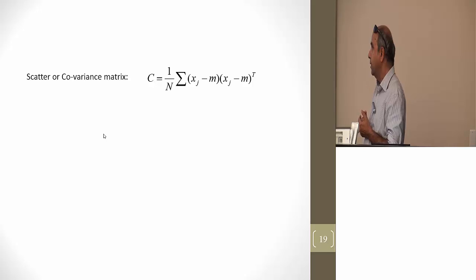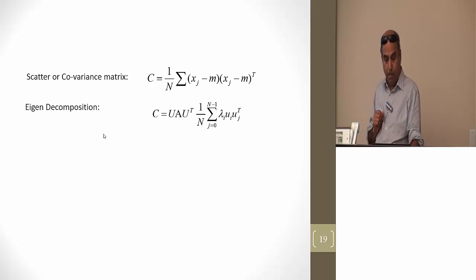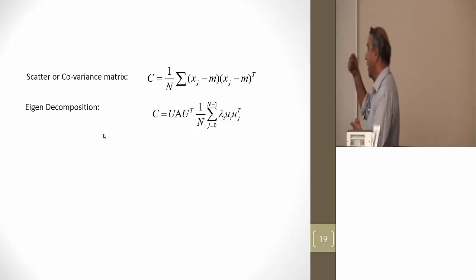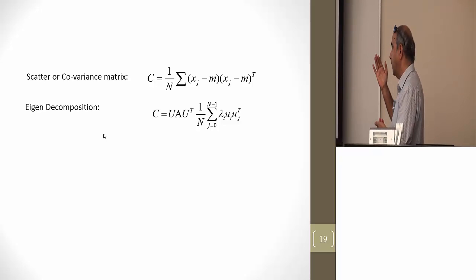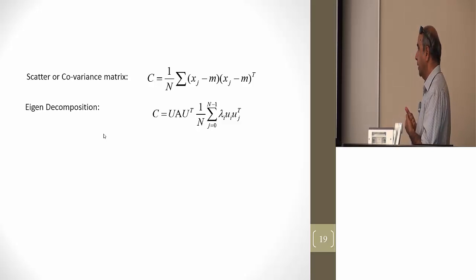So this is called scatter or covariance matrix, where we are basically subtracting the mean from each of the samples and then multiplying with the transpose. The eigen decomposition then will give you eigenvectors, which are in the U, and those are columns of U, and then C can also be written as the eigenvalues and then eigenvector I multiplied by eigenvector J.